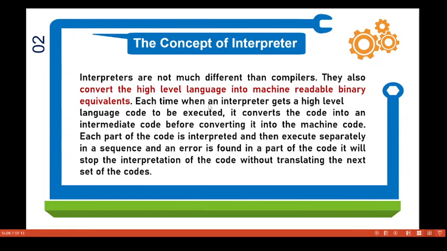Then each time an interpreter gets high-level language code to be executed, it converts the code into an intermediate code before converting it into the machine code. Each part of the code is interpreted and then executed separately in a sequence, and if an error is found in a part of the code, it will stop the interpretation of the code without translating the next set of the code. So this is how interpreters work.